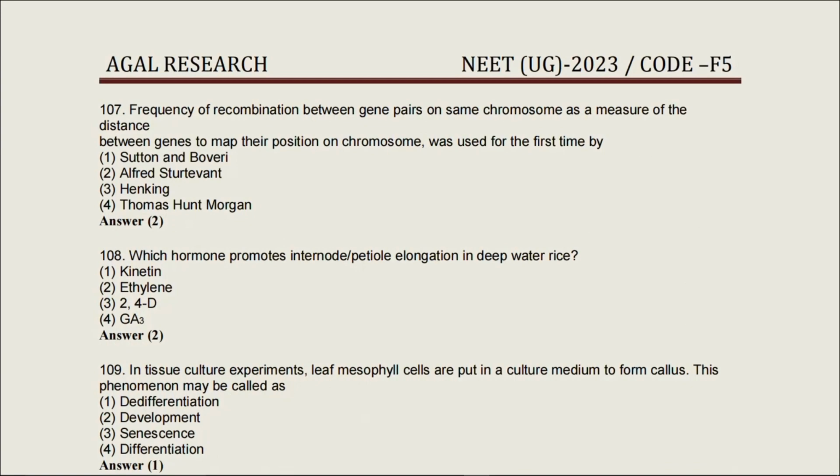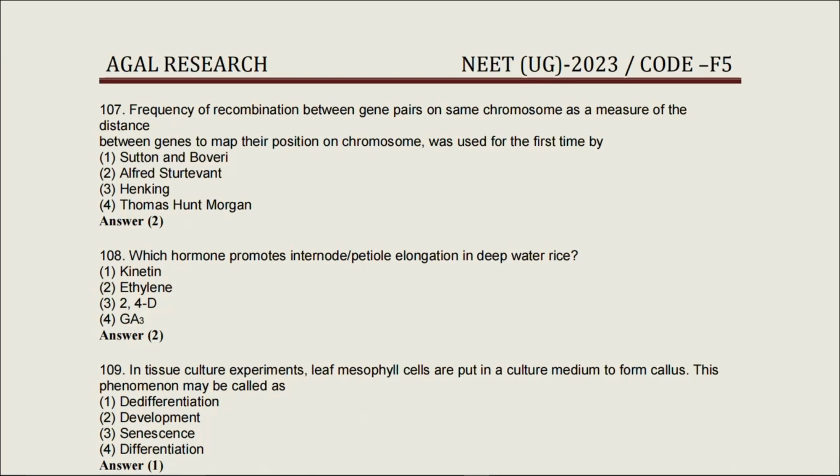Frequency of recombination between gene pairs on same chromosome as a measure of the distance between genes to map their position on chromosome was used for the first time by option 2, Alfred Sturtevant. This question is taken from Unit 7, Genetics and Evolution, Chapter 5, Molecular Basis of Inheritance, under DNA topic.